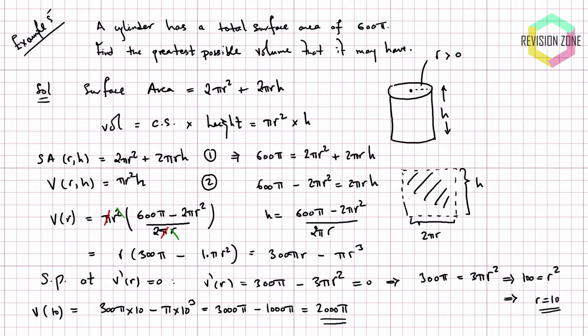Okay. It is worth doing a quick check to make sure that r equals 10 actually gives us a maximum. So we're going to apply the second derivative test. So let's quickly do that here. I want to differentiate the function V twice. We've already differentiated it once and we've got that. So we differentiate that now, which gives us V double prime of r is simply going to be minus 6 pi r. And needless to say, when I evaluate this at 10, I get minus 60 pi, which is negative, which means our stationary point is actually a maximum. And so our solution is complete.